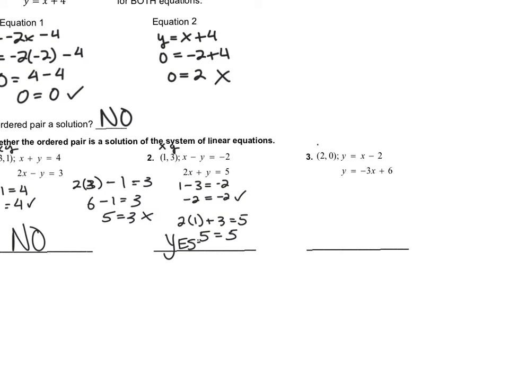And for number 3, we have x is 2, y is 0. So 0 equals 2 minus 2. 0 equals 0. That is true. And 0 is equal to negative 3 times 2 plus 6. So 0 equals 0. Yes, that's true. So yes, that ordered pair is a solution to the system.